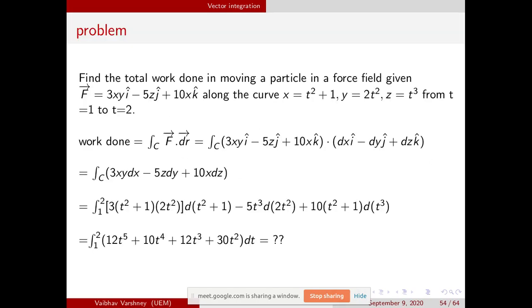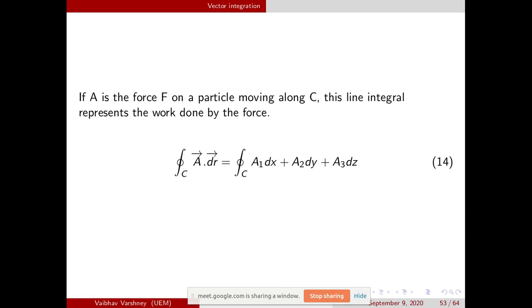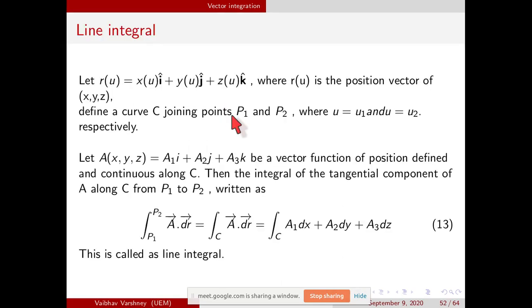Sir, I am not getting this part, sir. Moving along C, yes, but I'm not getting this. How is the C? Your voice is not audible. Go back to the previous page once. There it is written from P1 to P2, upper limit P1 to P2, A dot dr. After that, sir, is that P1 P2 written as C?